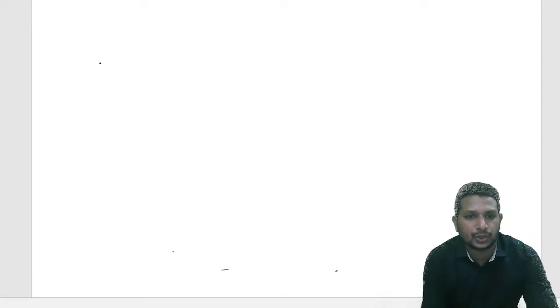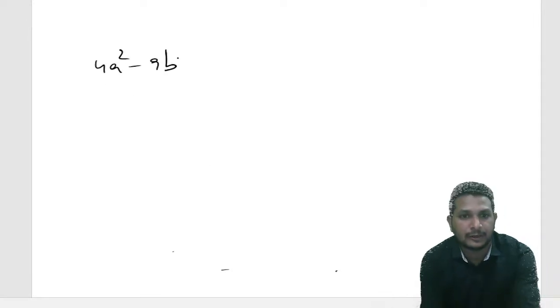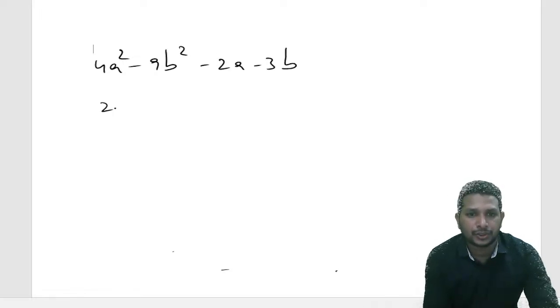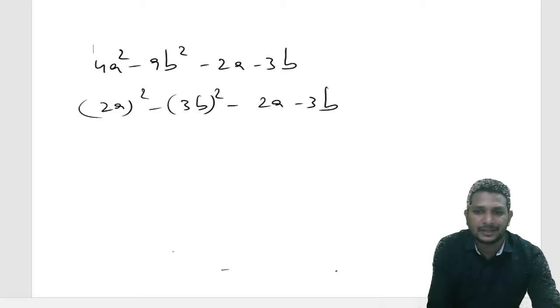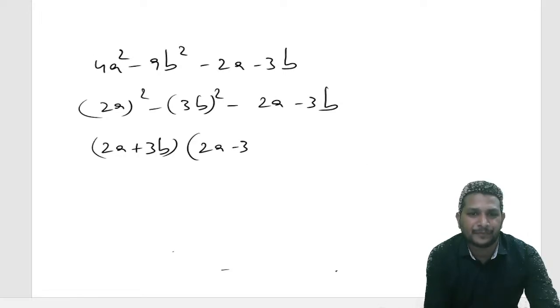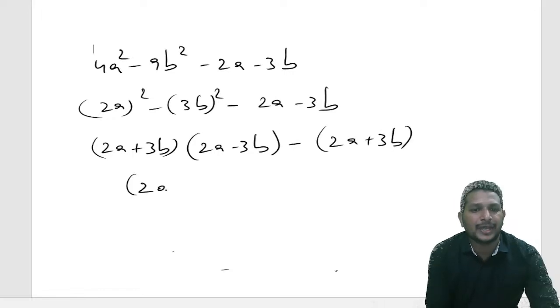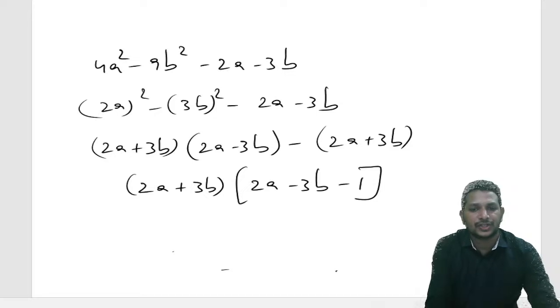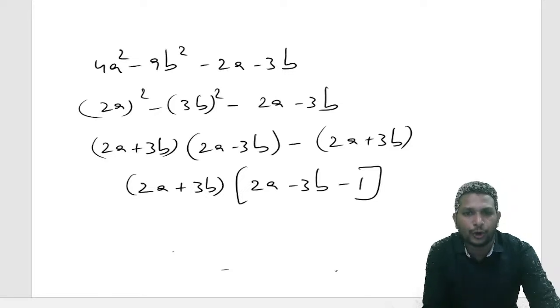So 4a square minus 9b square minus 2a minus 3b. So 2a whole square minus 3b whole square minus 2a minus 3b. So what do I get here? A square minus b square, a plus b into a minus b. Minus, if I take minus common, 2a plus 3b. Now if I take 2a plus 3b common, what will be left? 2a minus 3b minus 1. So that's nothing but option 4. Okay. Option 4 is the answer.